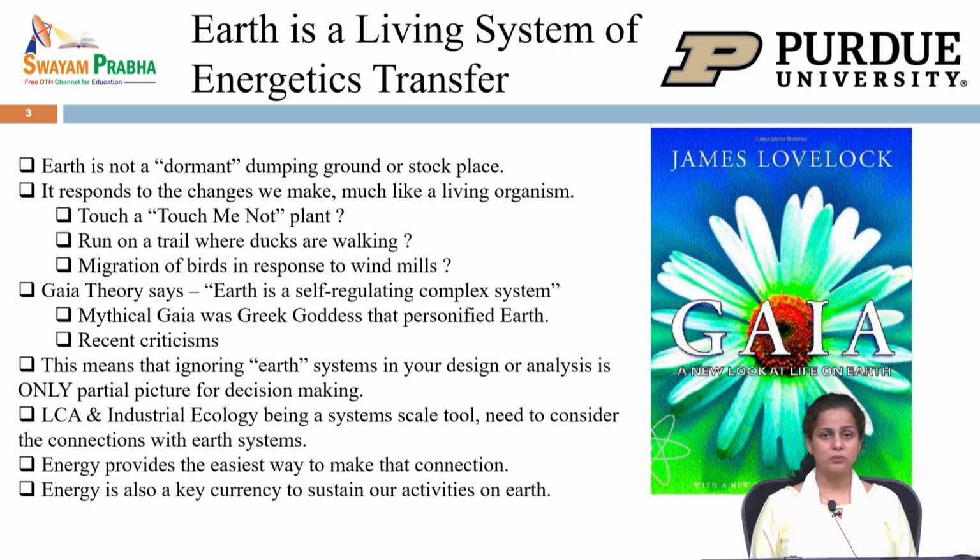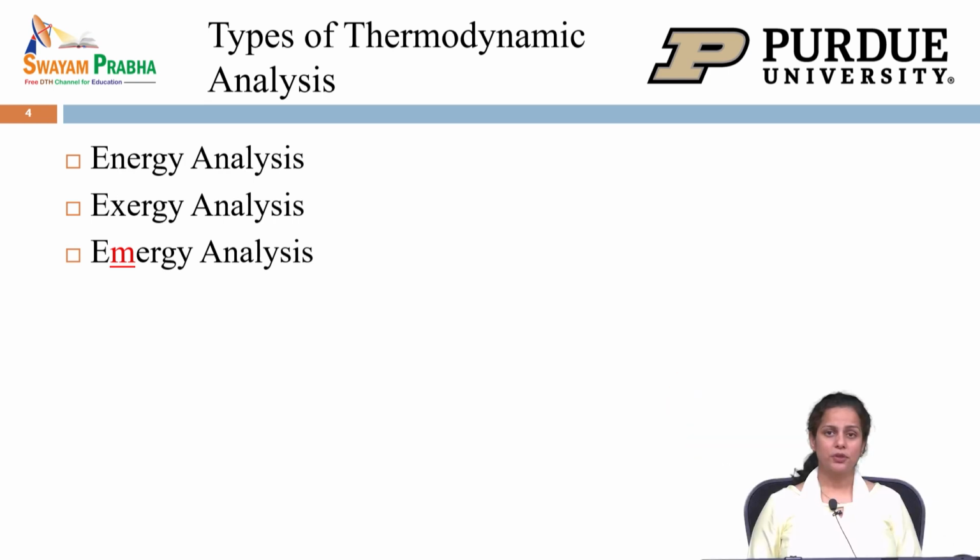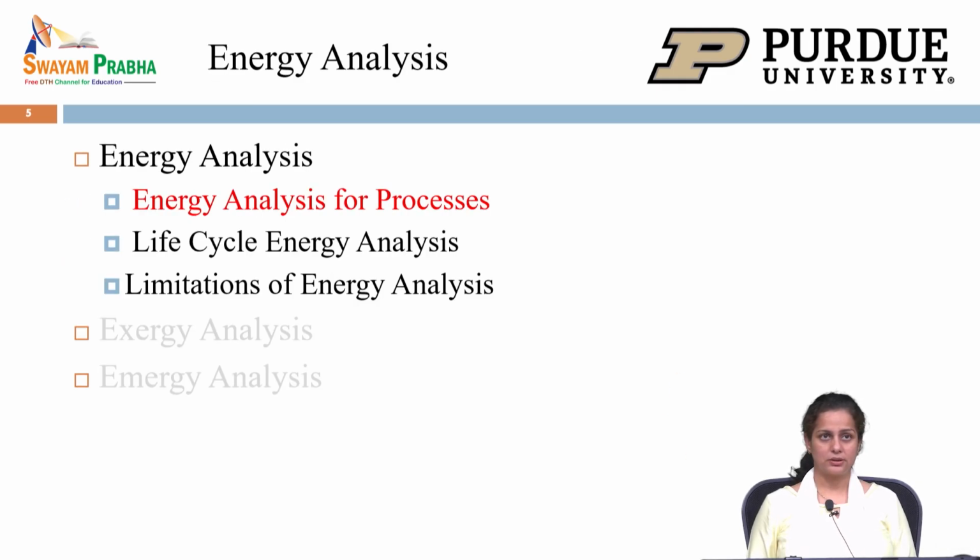In this module and the next module, we will go through the methods that will focus on using energy as a metric in the sustainability assessment for technological systems and also for the interaction of technological systems with the ecological systems. So, let us move forward. The types of thermodynamic analysis that we will focus on: first is energy analysis, then we will go through the exergy analysis, and when we go to exergy analysis, I will introduce what exergy is with the second law of thermodynamics, and then we will go to the emergy analysis. So, let us get started with energy analysis.